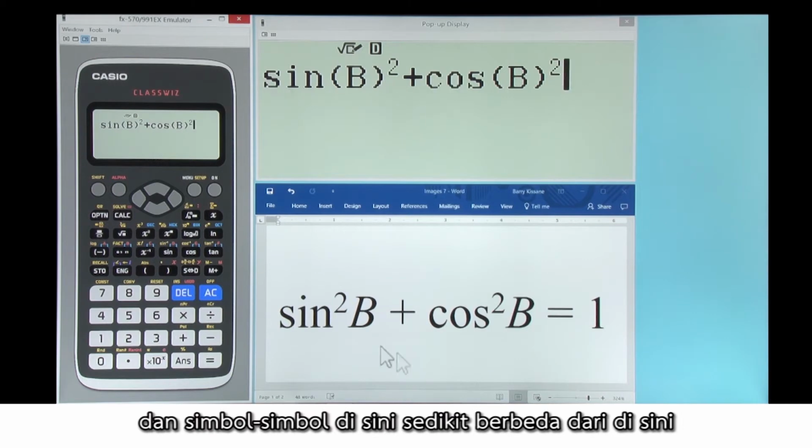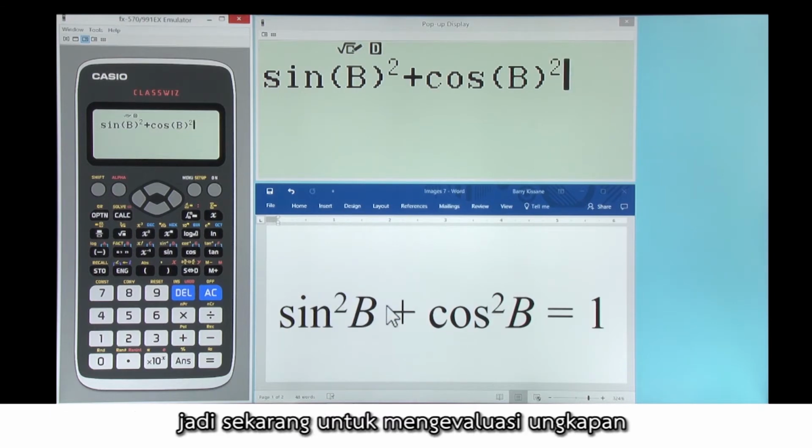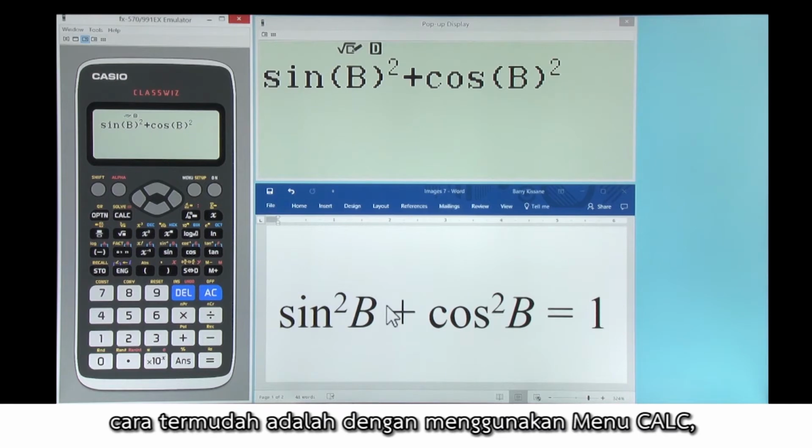Notice the idea is that we square the sine, not square the cosine, and the symbols here are a little bit different from down here. Students need to understand the difference. This is in fact a strange notation. So now to evaluate this expression of sine squared b add cosine squared b, the easiest way is to use the calc menu. So tap the calc command here.